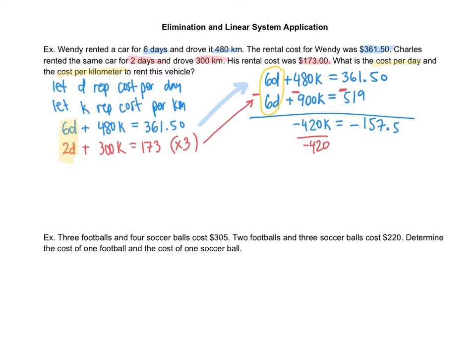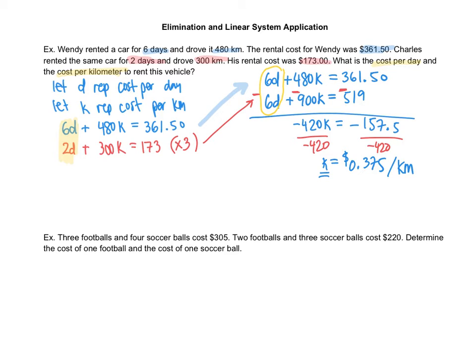And now at this point, we need to get rid of the coefficient of K. So we're going to divide both sides by negative 420. That negative is super important because when I do negative divided by negative on the right side, it will turn positive, which is what we would expect for a cost. So when I do my division, I get 0.375. That would be the cost per kilometer because we just found K. So I'll put $0.375 per 1 kilometer. Going back to those let statements will remind you what these variables represent.